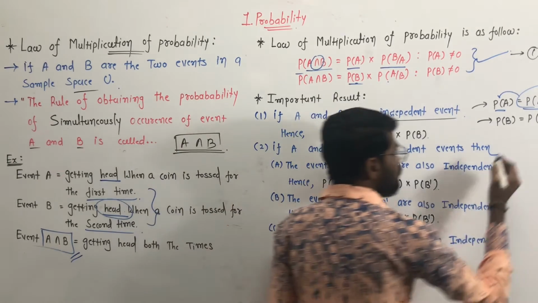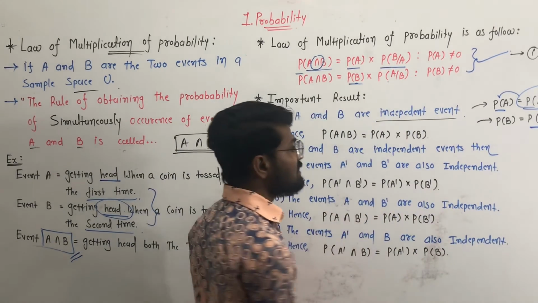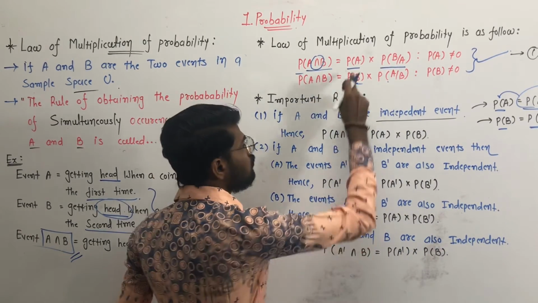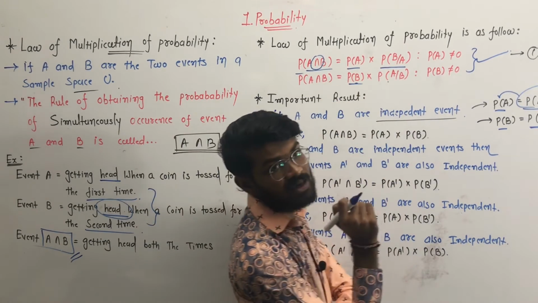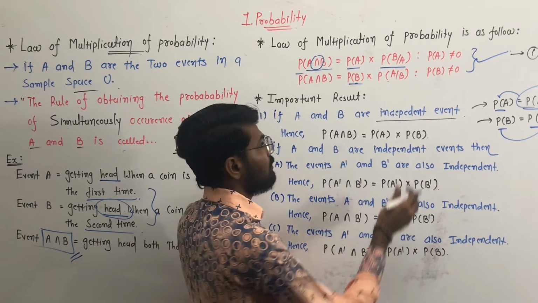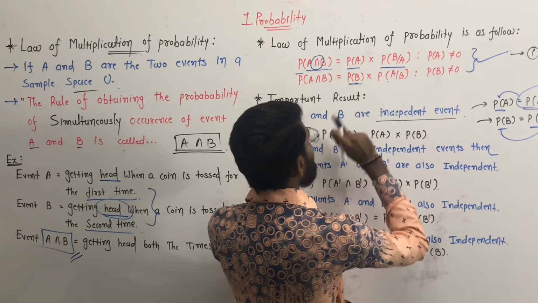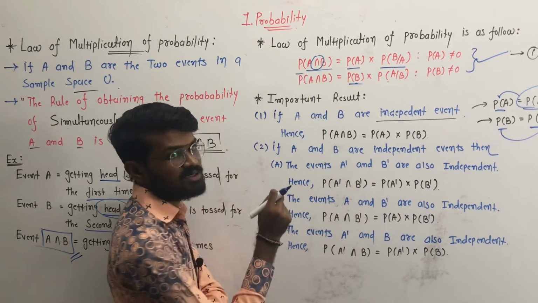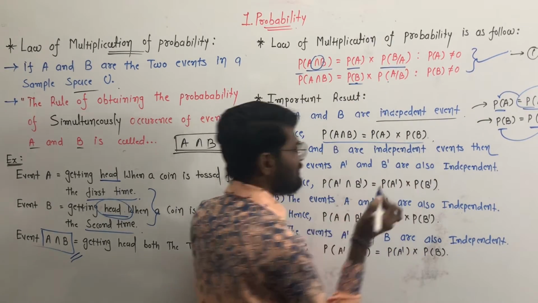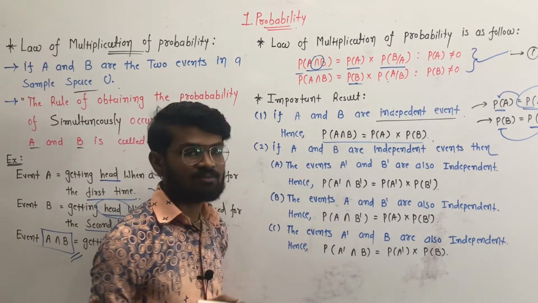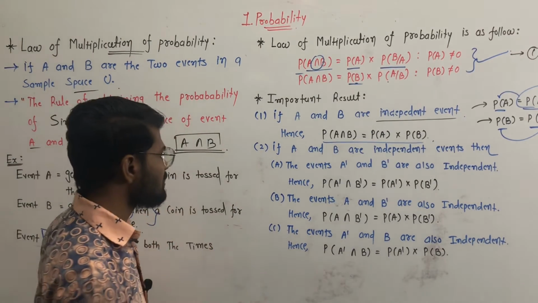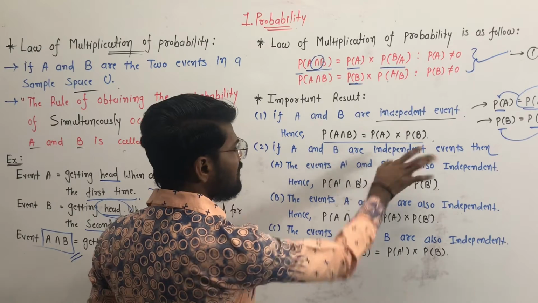We can also put the value of P of B by A as P of B. Here also, P of A intersection B is equal to P of A multiplied by P of B by A. Now we put P of B instead of P of B by A, so multiplying by P of B, our answer is that P of A intersection B is equal to P of A multiplied by P of B. We get this result when events A and B are independent. Clear?